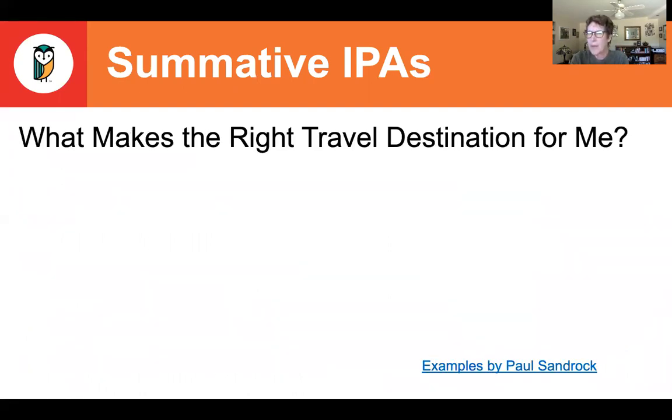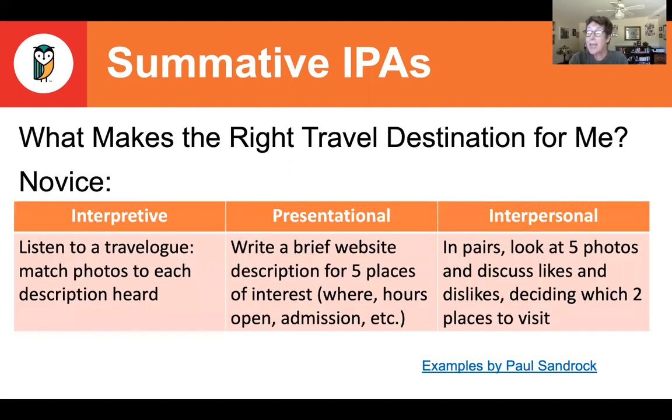So let's look at some examples of some tasks of an IPA. You'll see how tasks build on each other around a central context. These examples come from Paul Sandrock of ACTFL. First, here is an example at the novice level.